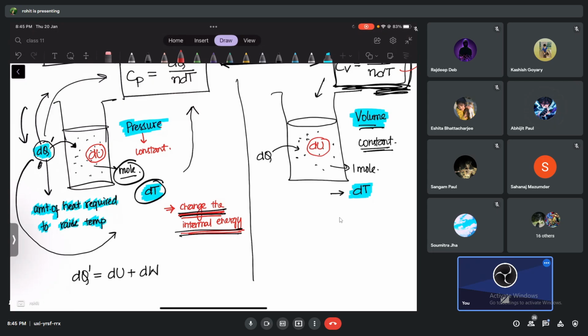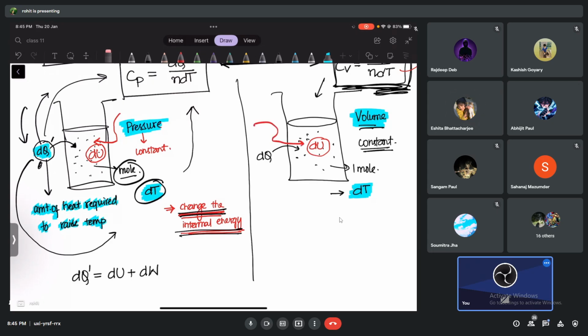Same. Okay, somebody said same. Abhijit Paul said same. What about others, guys? What do you want to say? Same. Sangam also said same. The dU, the change of internal energy here and the change of internal energy here, they should be same. Why?